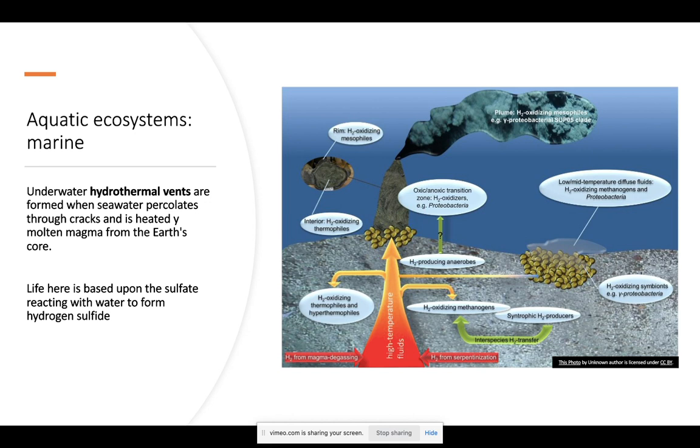This is just a brief discussion about hydrothermal vents. I didn't even know they existed until I think a couple of years ago, whenever I was studying this. Underwater hydrothermal vents are formed when seawater percolates through cracks. So you've just got this crack in the ocean, and this magma, which is present here, is reacting with water to produce hydrogen sulfide, as you can see here on the bottom of the screen. So you have this high temperature here mixing with water, and it's whenever this water comes into contact with this sulfate from the magma that you're able to produce this hydrogen sulfide.